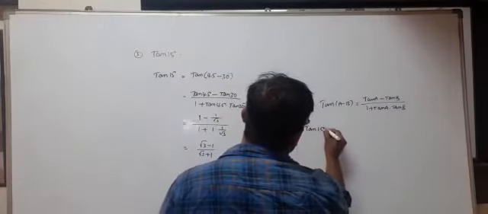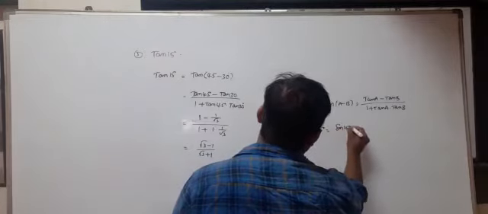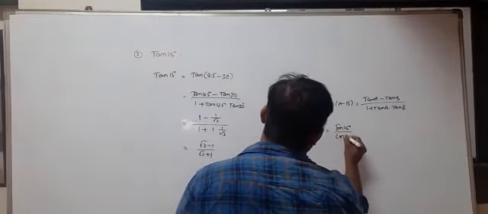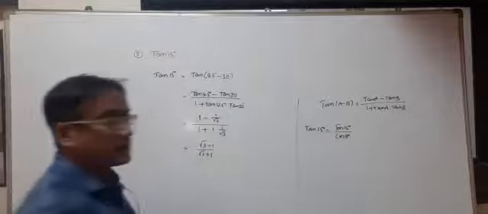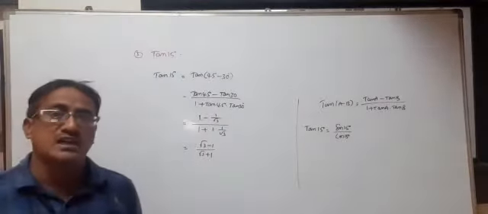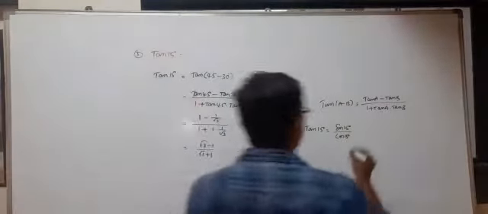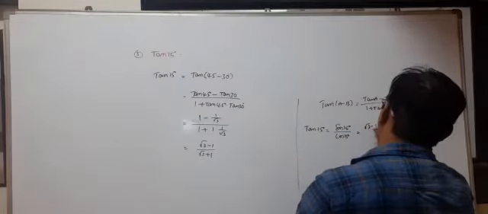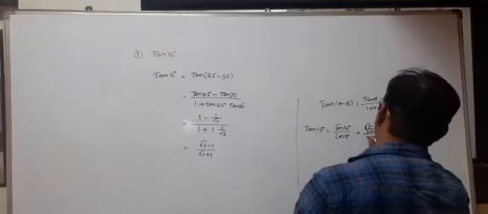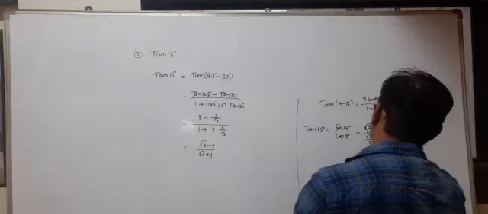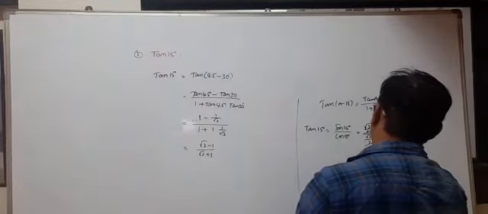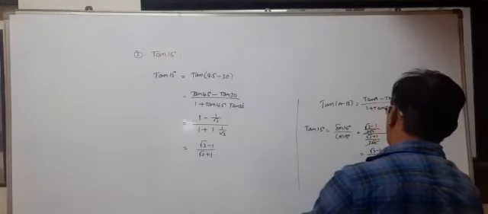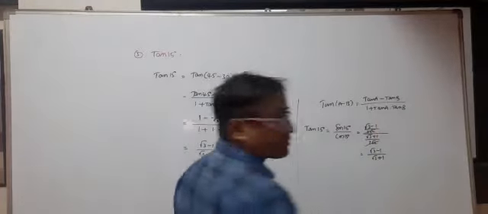Or you can write in this form also. Tan 15 degrees is equal to sine 15 degrees by cos 15 degrees. You can write in that way also. You know the sine 15 value. Sine 15 is root 3 minus 1 by 2 root 2 by cos 15, which is root 3 plus 1 by 2 root 2. So by cancellation you will get root 3 minus 1 by root 3 plus 1.